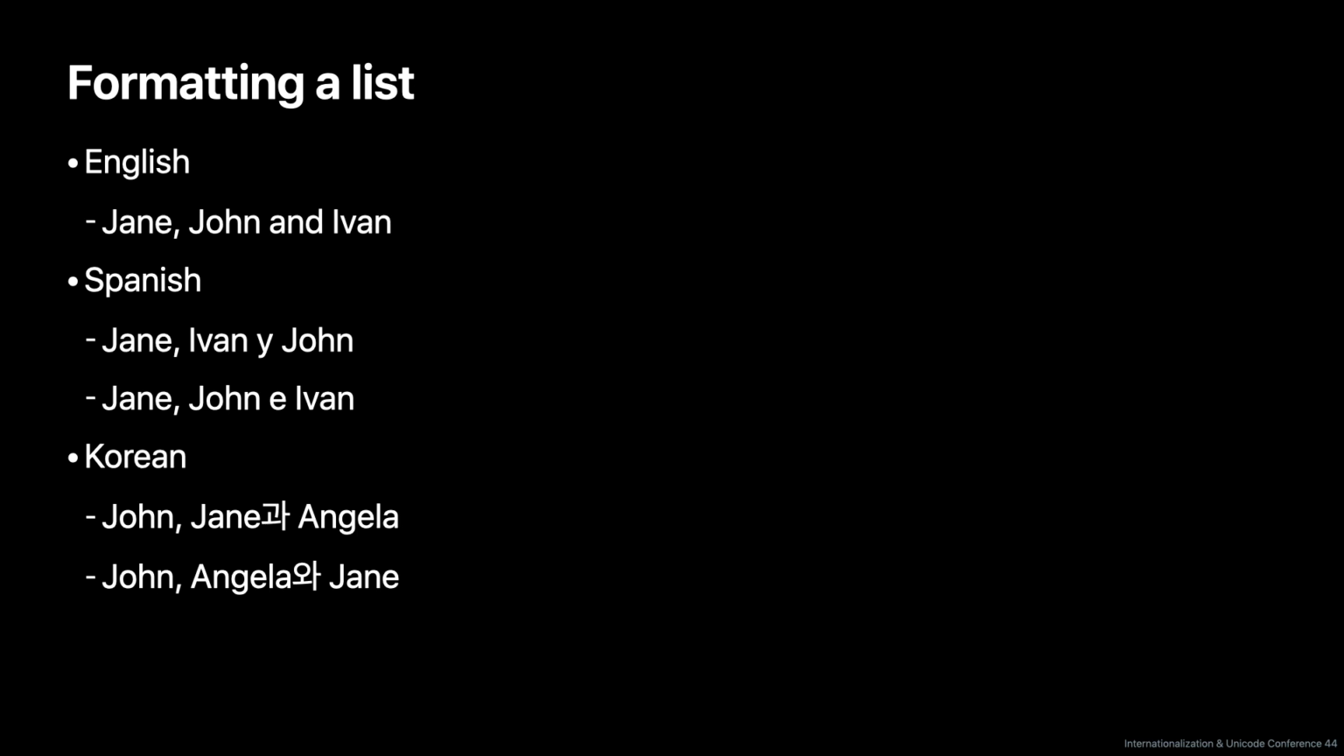So I did mention formatting a list. Let me give you a more concrete example. In English, I just have 3 items in the list: Jane, John, and Ivan. Now in Spanish, I could also have a conjunction list, but I will vary the word "and" depending on the following word. But in Korean, it depends on the vowel properties of the previous word. You may notice that below, Jane doesn't have the letter E pronounced as a vowel, so it's a consonant, but Angela does have a vowel at the end. And you may notice that the suffix attached to those words changes depending on what is in the list.